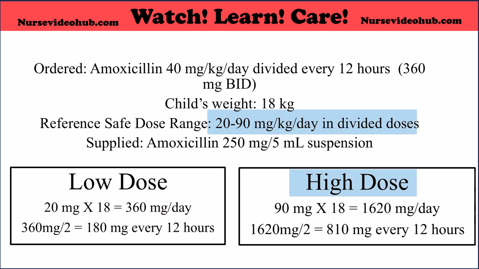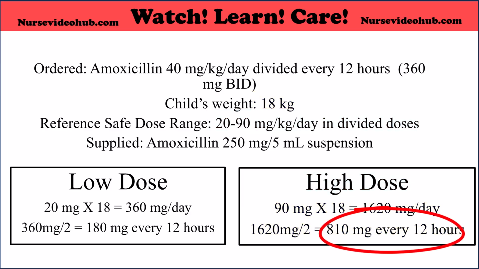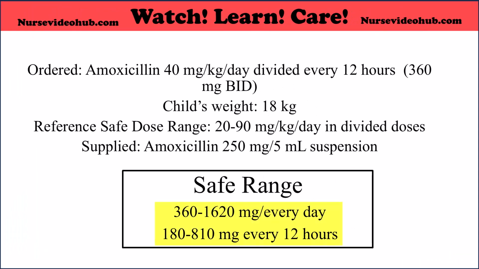The high dose is 90 milligrams times 18 divided by 2. The high dose is 810 milligrams. This number is higher than the 360 milligrams ordered. This dose is safe, falling between the low and high dose range. The safe daily range of this medication for this patient is between 180 and 810 milligrams every 12 hours. The 360 milligram dose is within the safe range.